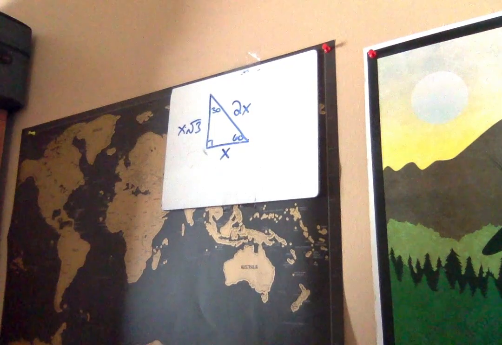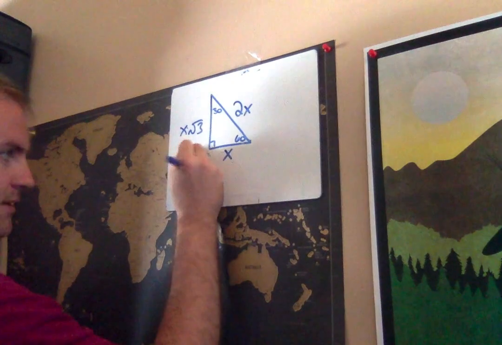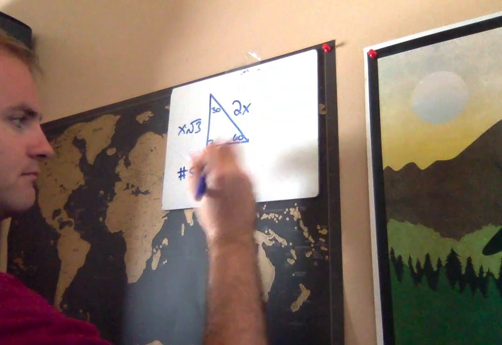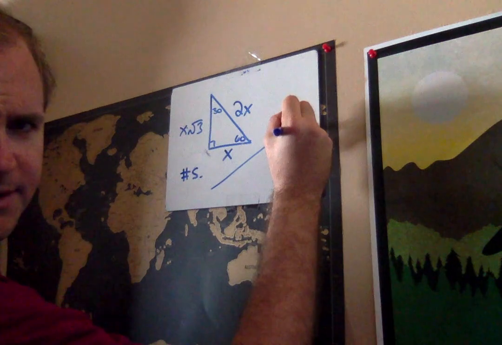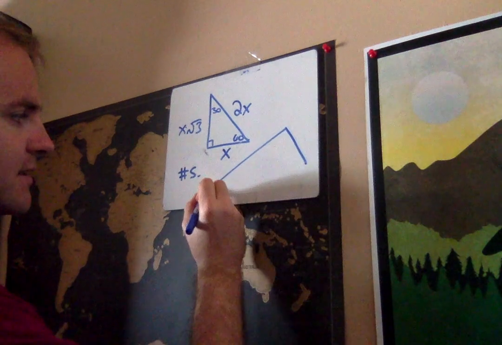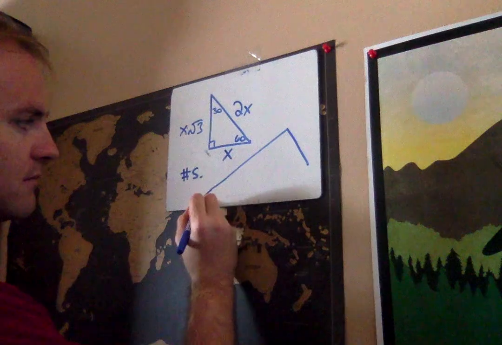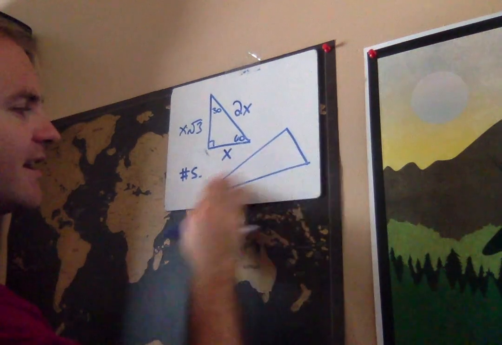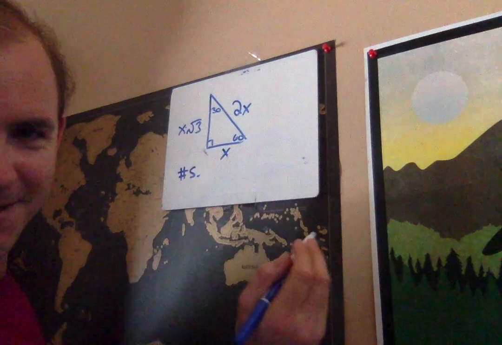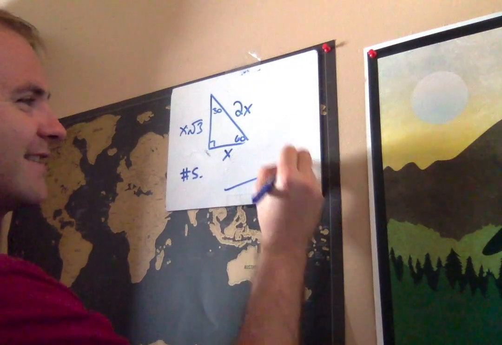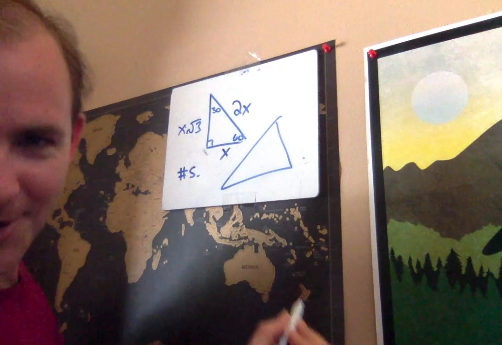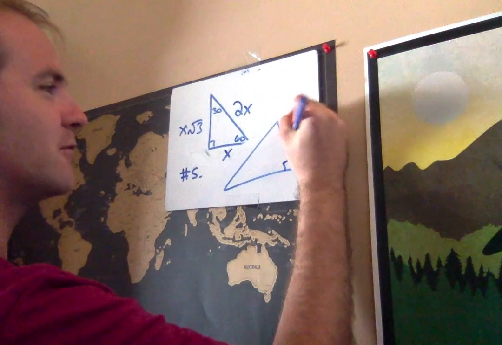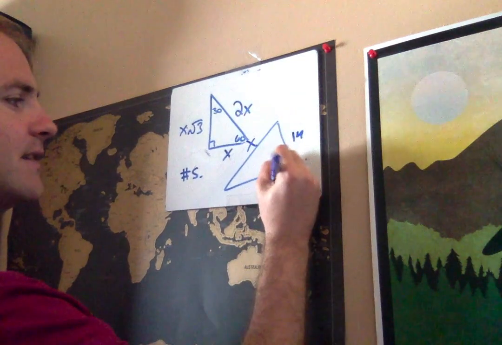Let's start off with example number 5. They give us a diagram that looks something like this. I know, my drawing's pretty bad. Let's try that one more time. All right, they give me a diagram that looks something like this. That's better. Okay. So I have 14, x, and y.